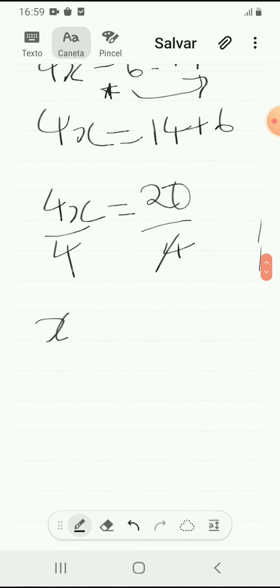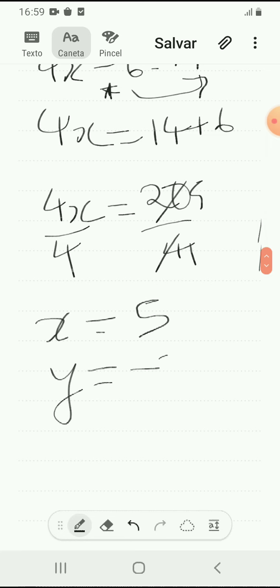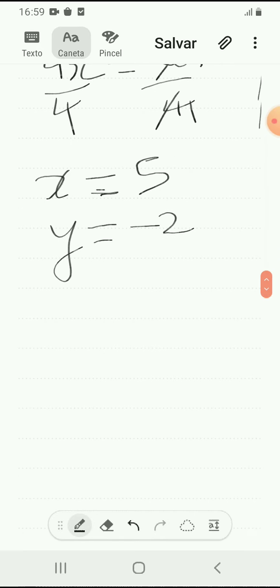So x, 4 into 4, 1, 4 into this is 5. So x is what? 5. And our y is minus 2. So this is how you do it.